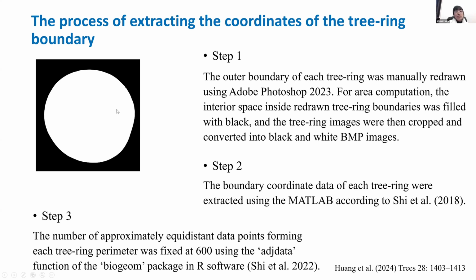So we extracted all the tree rings from one disk for different species. The boundary coordinate data of each tree ring were extracted using MATLAB, which our collaborator, Pei Jianshi, has programmed. The number of approximately equidistant data points from each tree ring perimeter was fixed at 600. So for each tree ring shape, we take around 600 points, and we run this in our software. And this is the result.